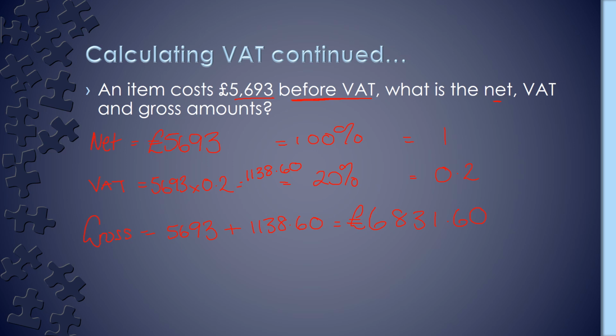So let's prove it by doing our net figure multiplied by what gross actually means. Gross is 120% of your net, which is 1.2. Times it by 1.2, and I'm just going to check my workings on my calculator, and that still comes out at 6831.60, which matches that. So that's how you're going to add VAT onto an item.